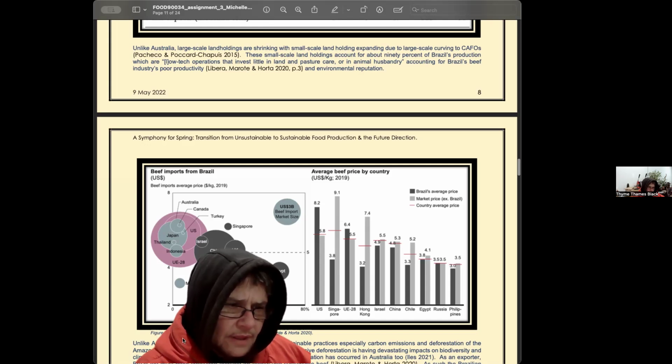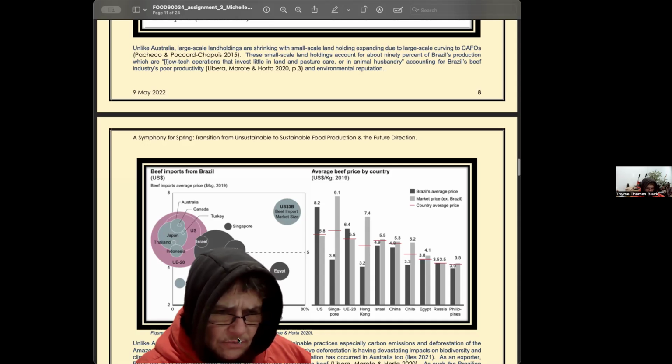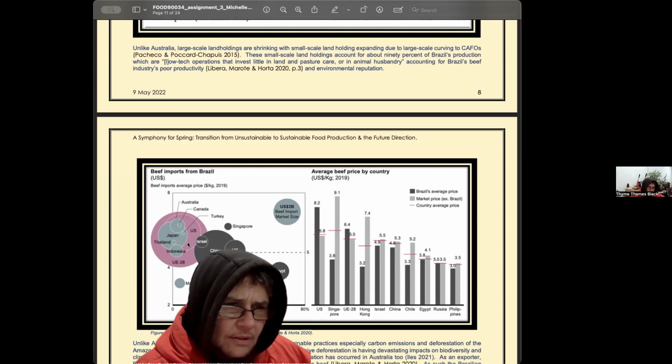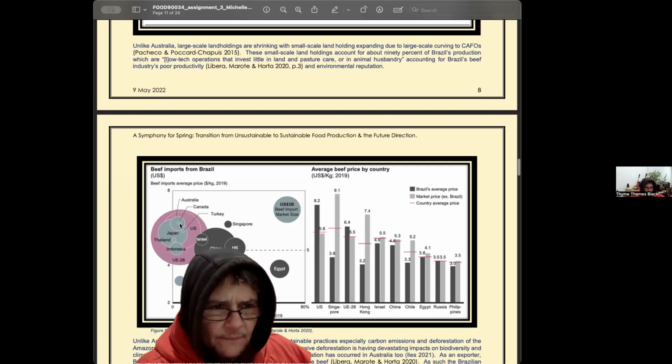Figure 5, international imports from Brazil. Imports from Brazil: United States, EU 28, third group. Where's Australia? Canada, Indonesia, Thailand, United Arab Emirates, maybe? I don't know. Israel, Singapore, China, Hong Kong, Chile, Egypt, Russia, Philippines, Malaysia.